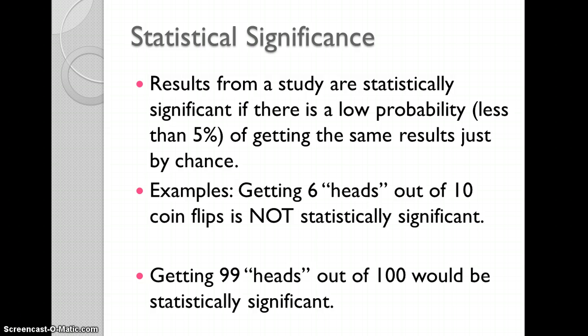So just a very simple example, if we were flipping a penny, and we flipped it 10 times, if we got 6 heads, even though that's more than half and we would expect it to be half, we wouldn't think, oh my gosh, this is a crazy penny, right? That would just be pretty normal. But if we flipped it 100 times and got 99 heads, we'd probably think it was a weighted coin, that something's going on that's unlikely to occur just by chance.